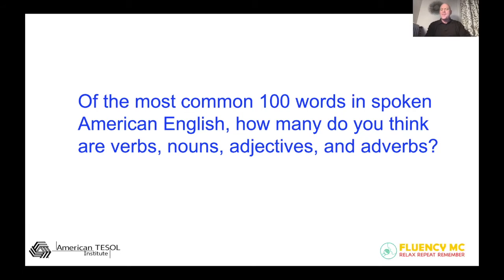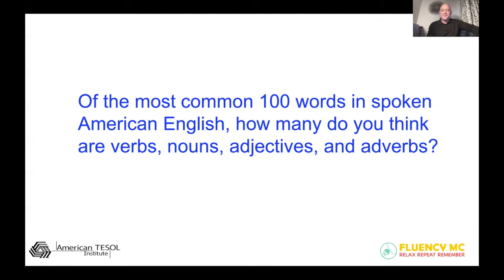Of the most common 100 words in spoken American English, how many do you think are verbs, nouns, adjectives, and adverbs? So especially verbs, because we're talking about verbs, but you might also think about the others. I'm basing this on the COCA, which is the Corpus of Contemporary American English, Spoken English, which is a great corpus, but of course it's only one corpus and it is American English. But when you look at the most common 100 words across corpora, you see a lot of overlap, similar data.